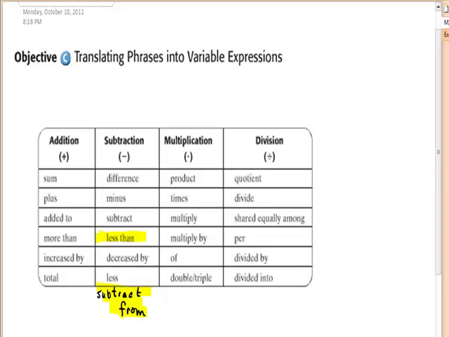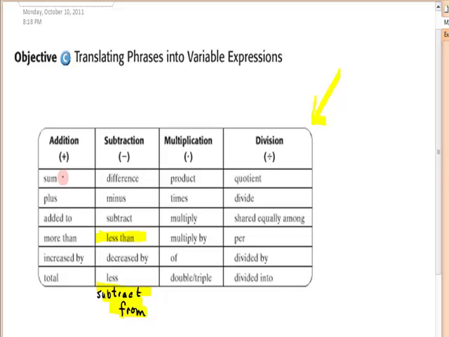In this lesson, you're going to practice translating phrases into algebraic variable expressions. I think you should pause the video right now and copy down this chart. These are words that will be very useful to you. So pause and copy this chart down for yourself. Okay, maybe you're back from the pause now, and we will just talk briefly about it.